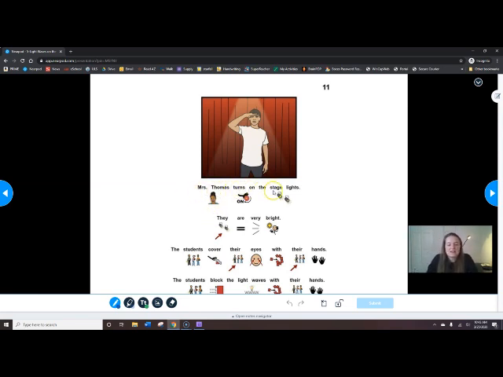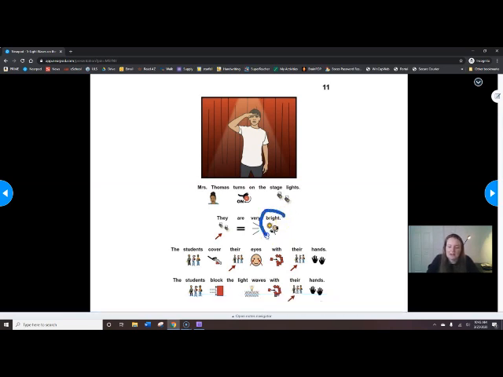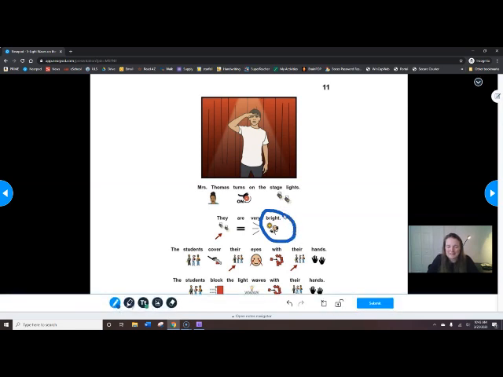Mrs. Thomas turns on the stage lights, and you can see it's bright because the boy is shielding his eyes. They are very bright. The students cover their eyes with their hands. The students block the light waves with their hands. Okay, so is this light bright or dim? It's very bright. So let's circle bright on the page. It only comes up one time. Bright. It's very bright. So once you're done circling bright, you hit submit.